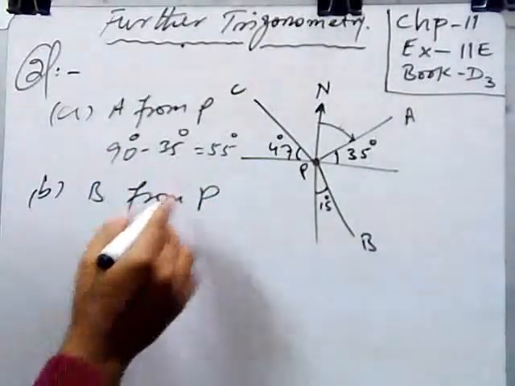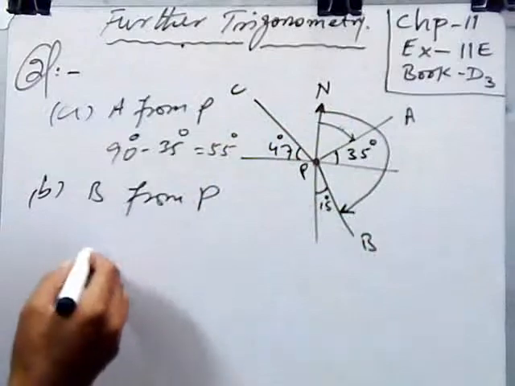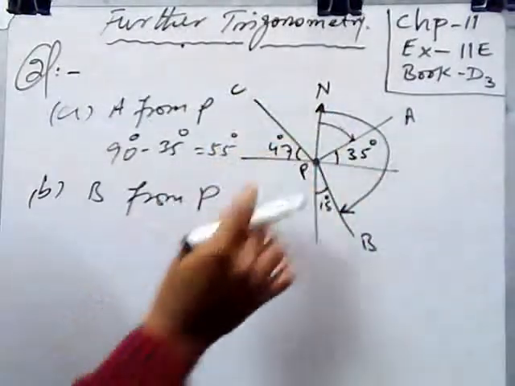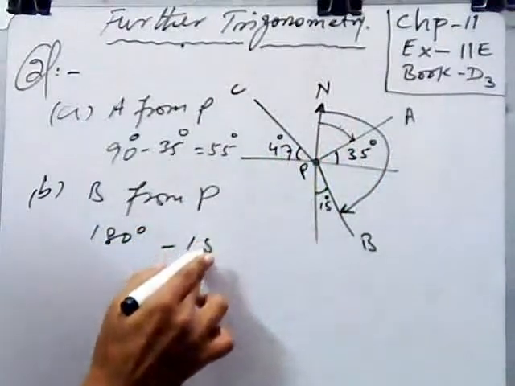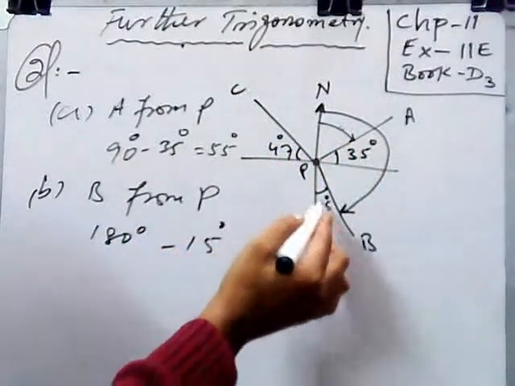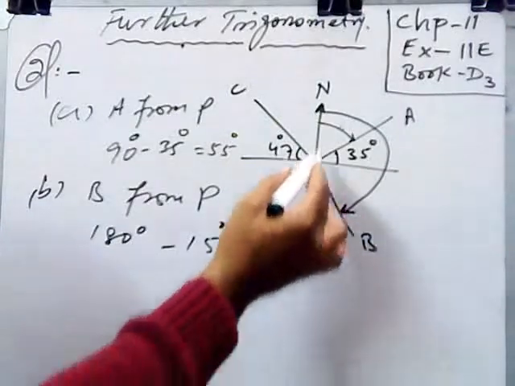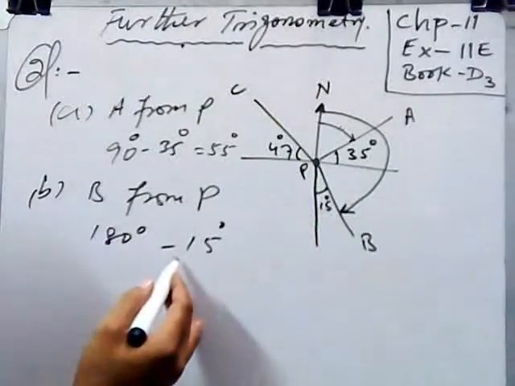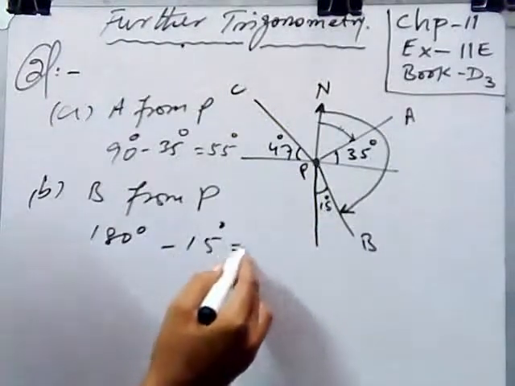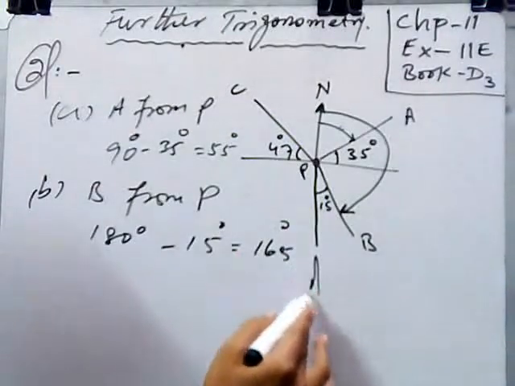B from P. So once again, you have to start in a clockwise direction up to here. So that is your 180, up to this 180. So you can write 180 minus 15 degree, because if I travel the distance up to here, that is equal to 180, so we don't need 15, so minus it. So that is your result, and that will be equal to 165 degree. That is your answer.